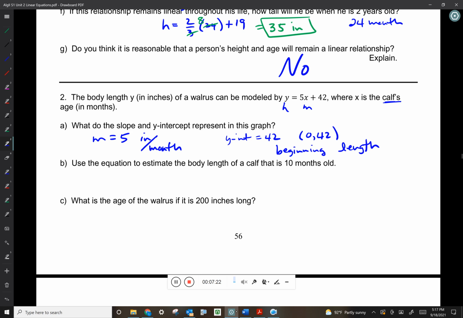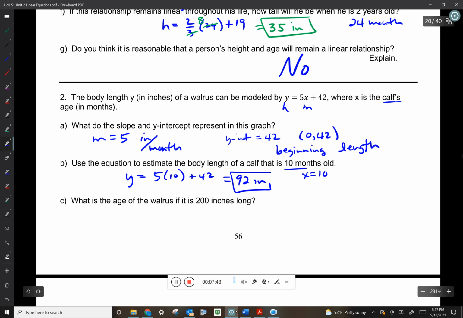Use the equation to estimate the body length of a calf that is 10 months old. So we want to let the x equal 10, right? Because that's the months. So y equals 5 times 10 plus 42. So that would be 92 inches. So after 10 months, a walrus is 92 inches. I don't know if that's accurate or not, but I do know walruses can get pretty big, pretty long.